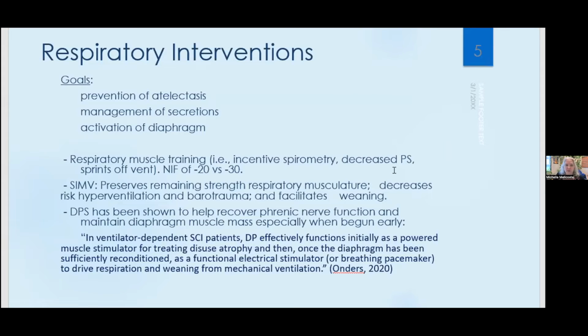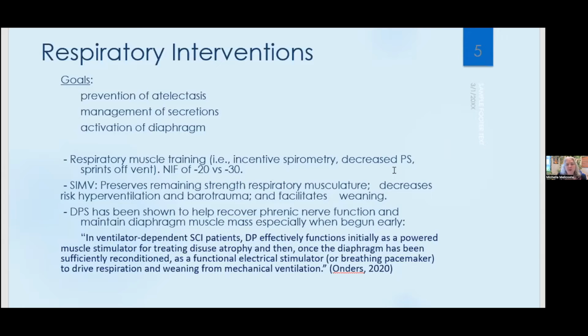And in all of those admissions, our goals are similar, which is we really want to manage secretions. We want to prevent atelectasis and improve aeration. And we really want to activate that diaphragm and stimulate it so that we minimize the amount of atrophy and dysfunction. Depending on the age of the child and their degree of respiratory control, we do sprints off the vent. We do SIMV vent settings to try and encourage breathing over the vent rate for children who are able to do that.